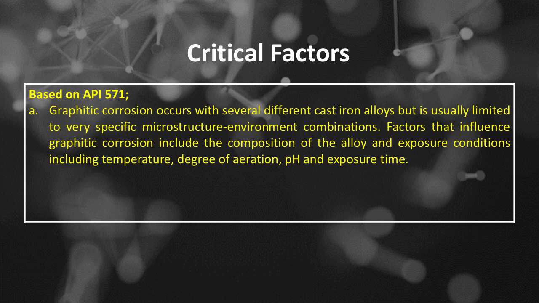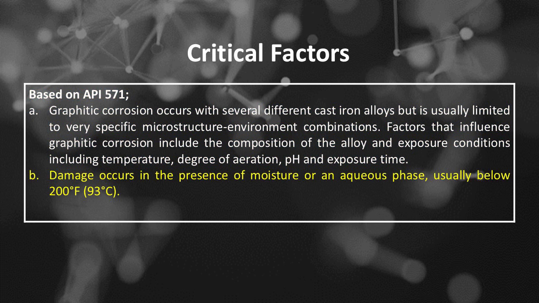Graphitic corrosion critical factors based on API 571. Number A. Graphitic corrosion occurs with several different cast iron alloys but is usually limited to very specific microstructure environment combinations. Factors that influence graphitic corrosion include the composition of the alloy and exposure conditions including temperature, degree of aeration, pH and exposure time. Number B. Damage occurs in the presence of moisture or an aqueous phase, usually below 200 degrees Fahrenheit or 93 degrees Celsius.